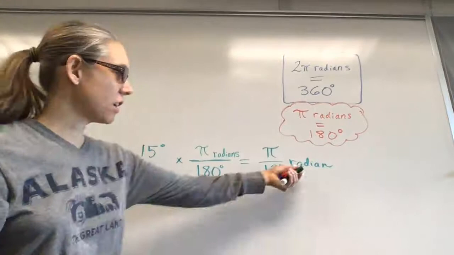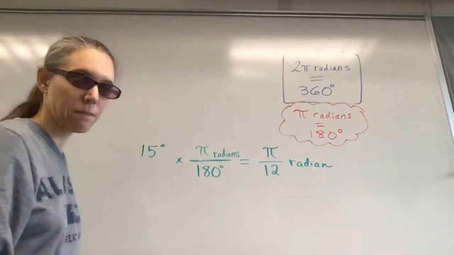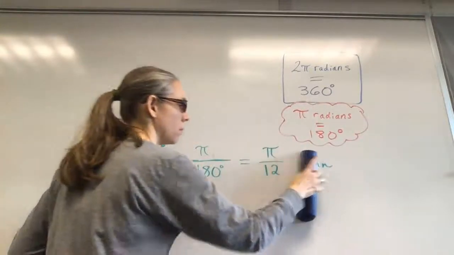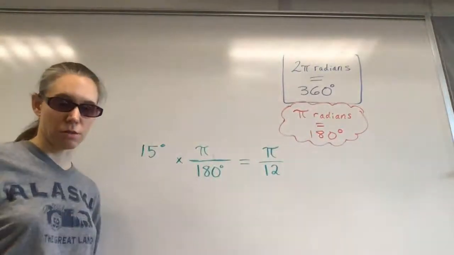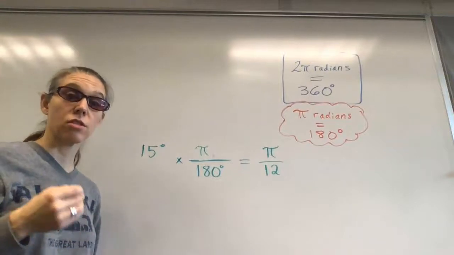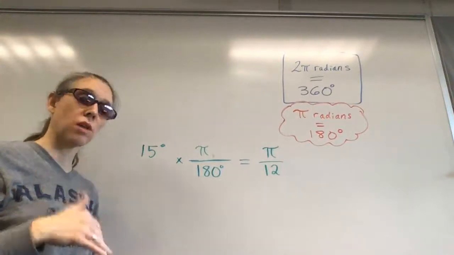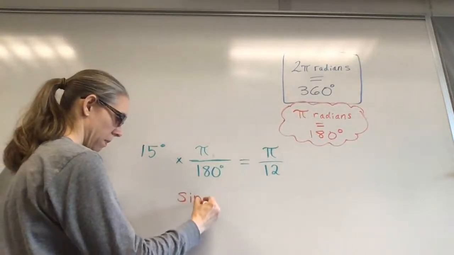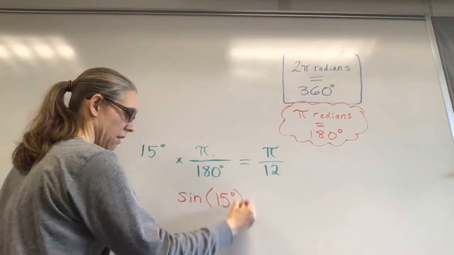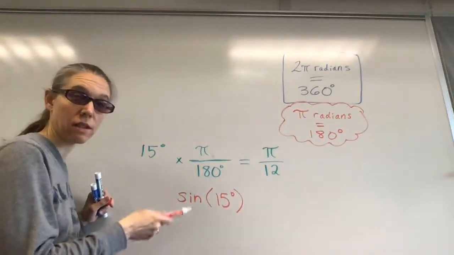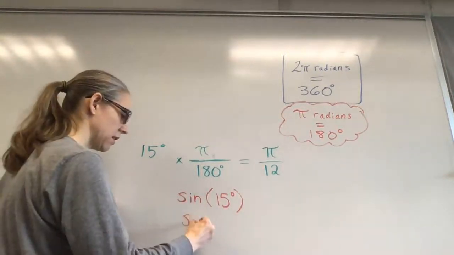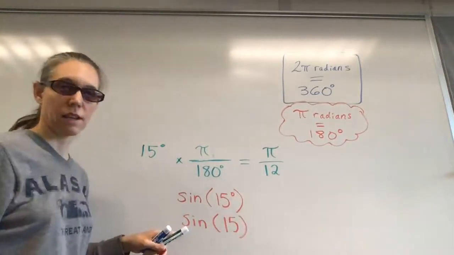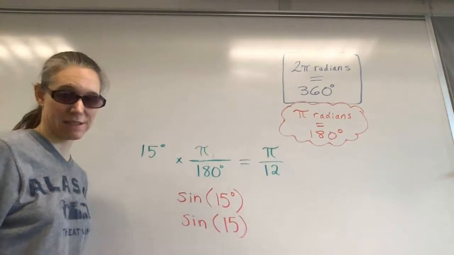Now you actually don't even have to write the word radian. It will be assumed that if you do not have a degree symbol, you mean radians. All right? So if you see something like this, this is taking the sine of 15 degrees. But if you see this, this is taking the sine of 15 radians, okay?